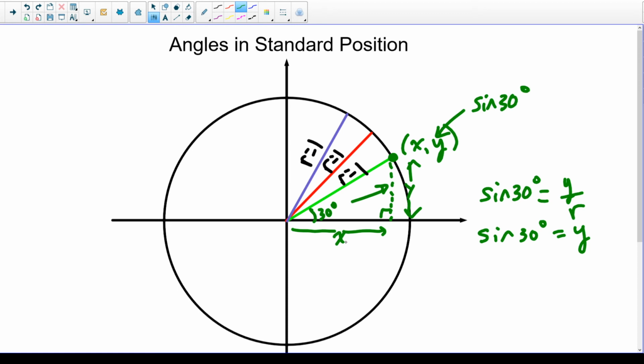Well, what about the x value? If I do cosine 30, what do I get? Well, the cosine is the adjacent over the hypotenuse. The adjacent side is the x side. The hypotenuse is again r, which is just 1, so I'm not even going to write it. And that means the cosine of 30 is the x value of that coordinate.